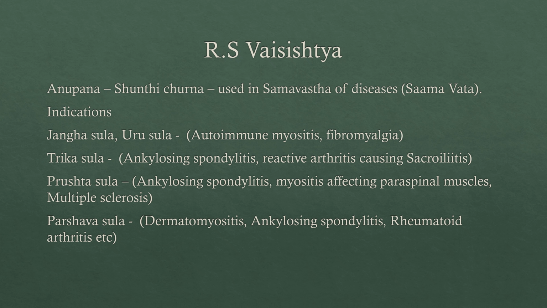Parshvashula is dermatomyositis. Parshva is the lateral side of the chest or the lateral side of the abdomen and flanks. There the muscle inflammation will be there, which can be acute or autoimmune. So dermatomyositis, ankylosing spondylitis, rheumatoid arthritis, all these cause acute muscular inflammation and pain in that region.